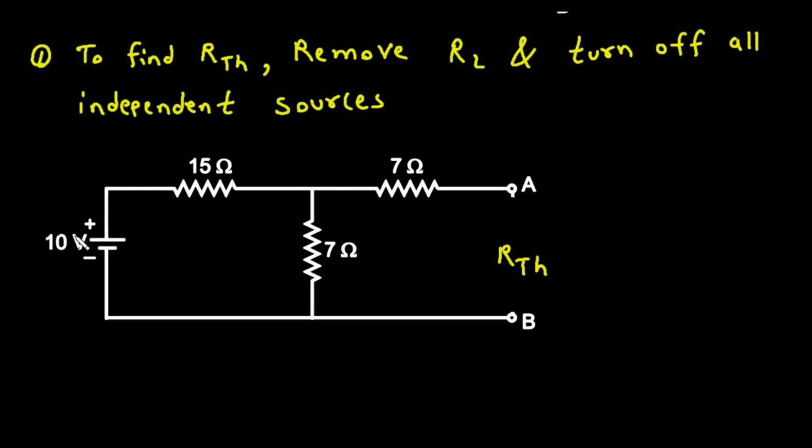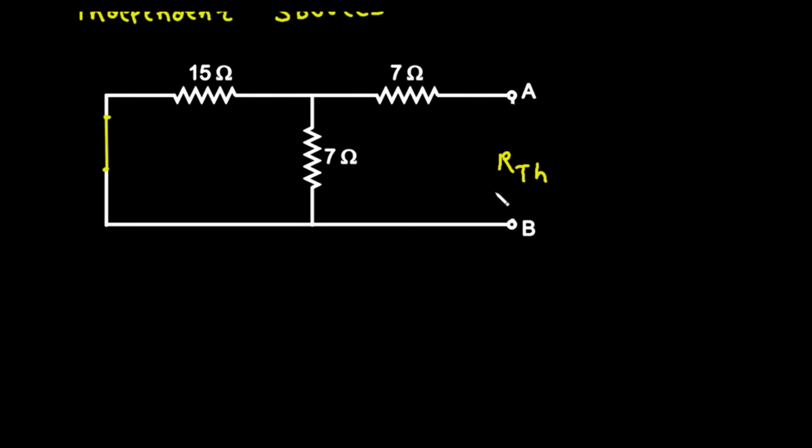So as we can see, this is a voltage source. Now when we turn off a voltage source, it will be replaced by a short circuit. So here this will be a short circuit. Now we can easily find the value of RTH. So RTH is equal to this 7 ohm, plus this 15 ohm in parallel with 7 ohm. So it will be 15 into 7 divided by 15 plus 7. So this will be our RTH.